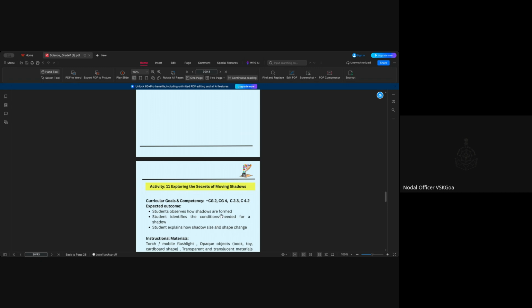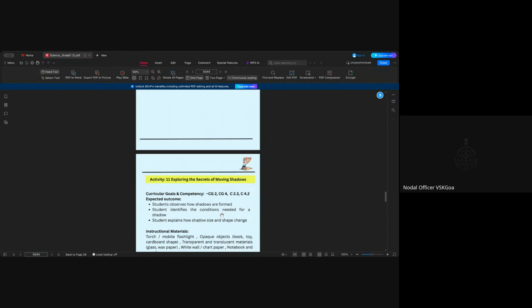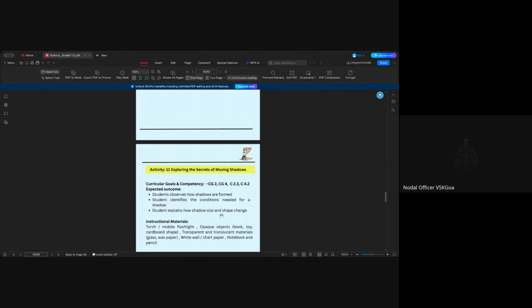So it is related to light and shadow, and you know that this lesson continues till 12th standard, like shadow and reflection, and then it slowly goes on broadening. That's why this activity is very important and how it is placed, so that they understand properly, and we also get an idea as a teacher whether they understood the concept of shadows properly or not.